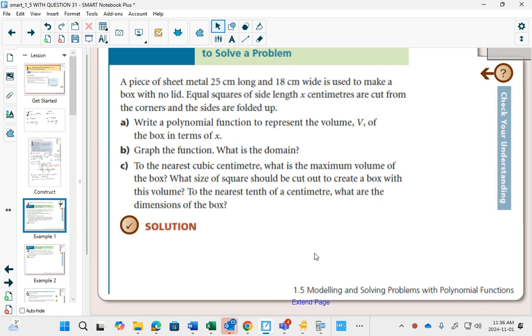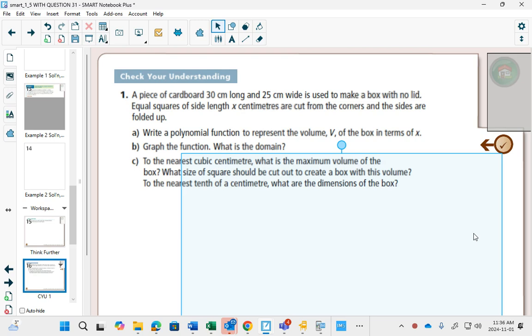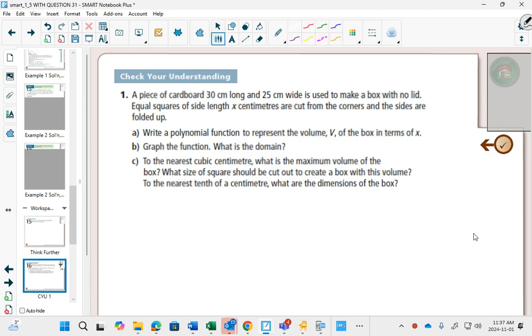Okay, so with that, we can go to example 1. And example 1 is very similar to our jewelry box example that we did. A piece of cardboard, 30 centimeters long by 25 centimeters wide, is used to make a box without a lid by cutting out squares out of the corner. This is exactly what everybody except Kevin did to get ready for today's class. Okay, Kevin wasn't alone.